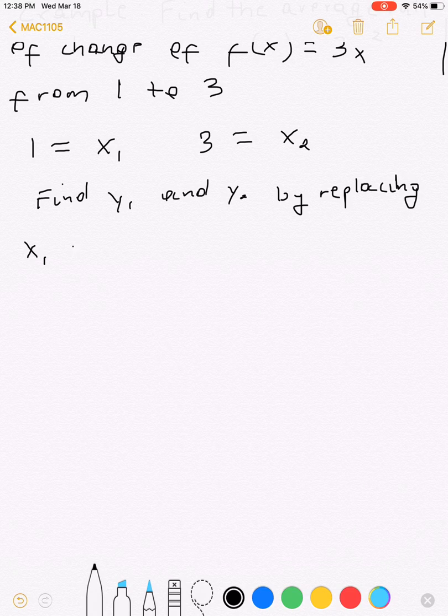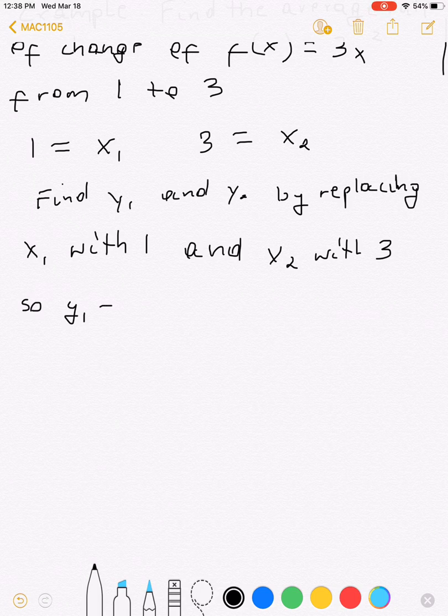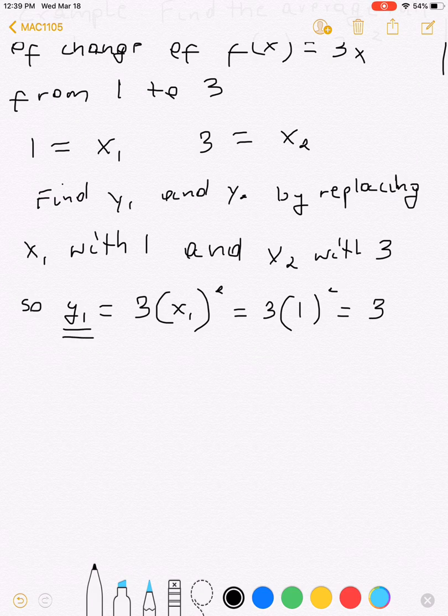By replacing x1 with 1 and x2 with 3. So y1 is equal to 3 times x1 to the second power, which will be 3 times x1, which is 1, to the second power. So we're getting 3. So this is y1. y1 is equal to 3.